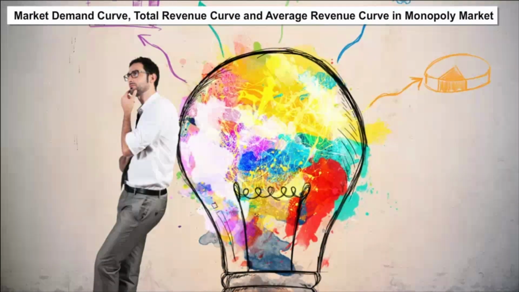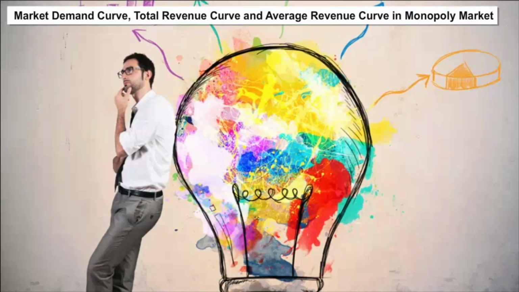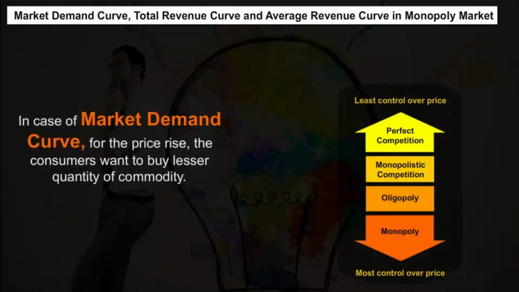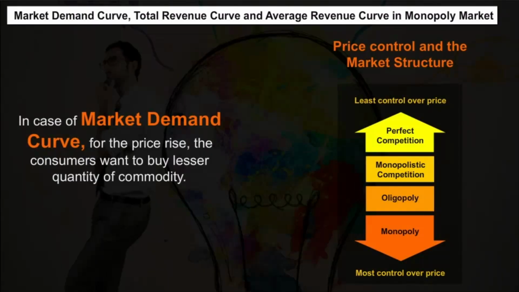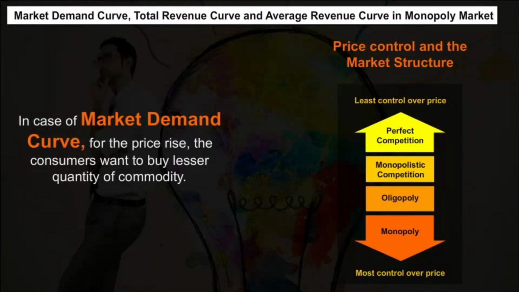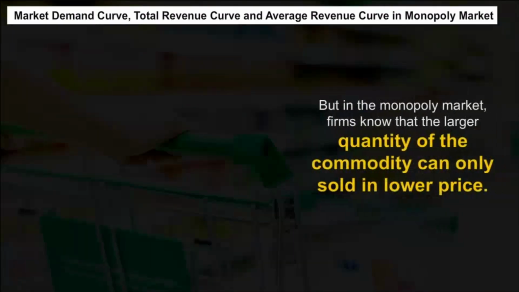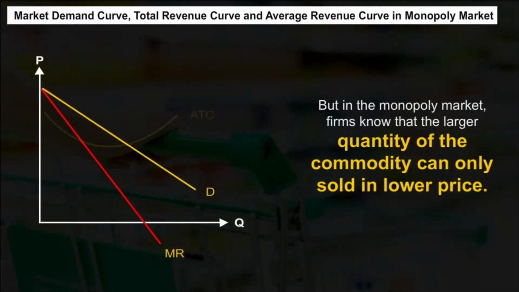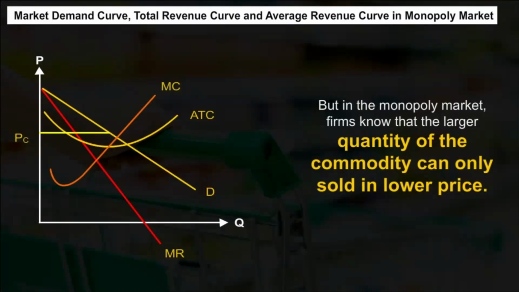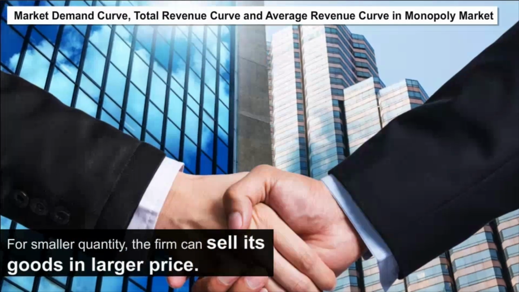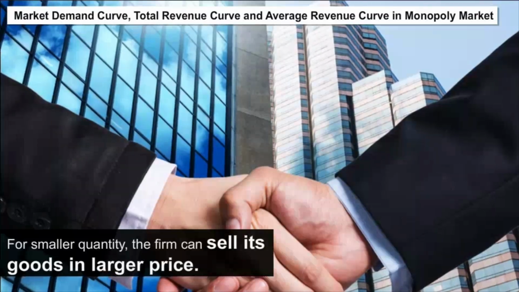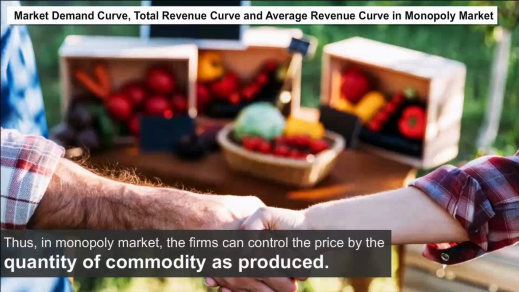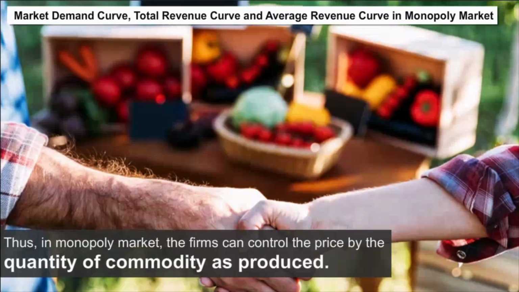Market demand curve, total revenue curve, and average revenue curve in monopoly market. In the case of the market demand curve, for a price rise, the consumers want to buy a lesser quantity of the commodity. But in the monopoly market, firms know that a larger quantity of the commodity can only be sold at a lower price. For a smaller quantity, the firm can sell its good at a larger price. Thus, in the monopoly market, the firms can control the price by the quantity of commodity produced.